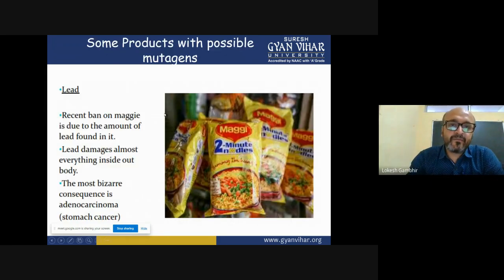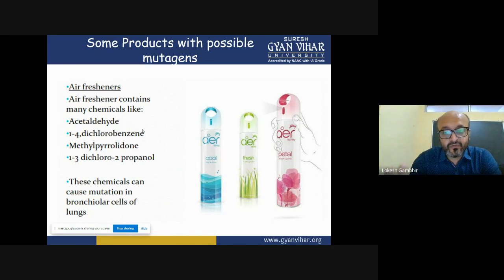So, see, some products with possible mutation. I just incorporated a slide, nothing offensive against the brand, but if you remember, about 6 to 7 years back, it was reported that there is a high content of lead in Maggi noodles, which can lead to a certain form of carcinoma. Then there was scrutiny on that particular brand, and the complete products were taken back. And then they went to the courts and said that lead is not at an alarming level in the reported product.